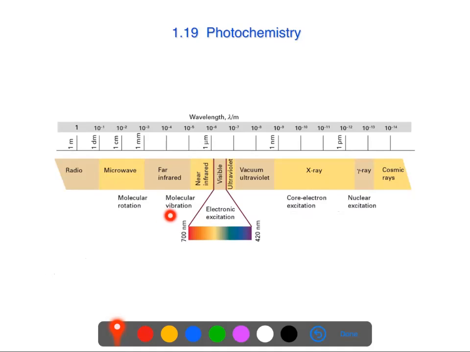Now, if we go to lower energies, longer wavelengths, lower frequencies, we move beyond electronic excitation, and we basically are inducing molecular vibrations, and then at lower energies still, molecular rotations. Whereas if we go to higher energy, higher frequency, and shorter wavelengths, we start to move away from electronic excitations, and we move into the core electron excitations, and then excitations within the nucleus.